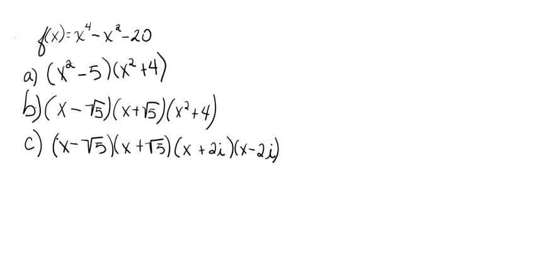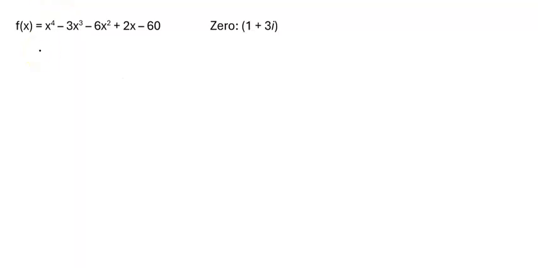So part A gives us factoring over the rationals, B is irreducible over the reals, and C is completely factored. And that's what it means. You're going to have some problems in your homework that are like that, and I just wanted to show that to you as an example.